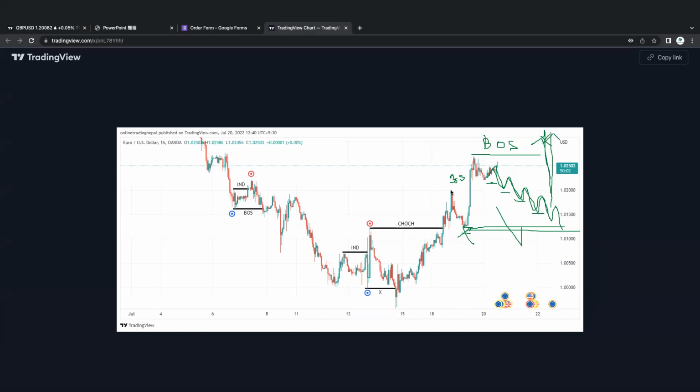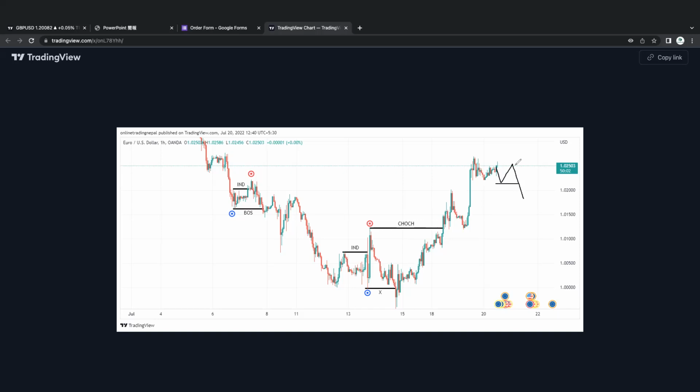Actually, in this case, this is not a BOS. If the market did not take out this low, this is not a BOS. If this low has been taken out by this one, then this is a valid BOS. If it is not taken out, then this one is our single leg. Correct. And if the market pushes something like this, this is not an inducement.